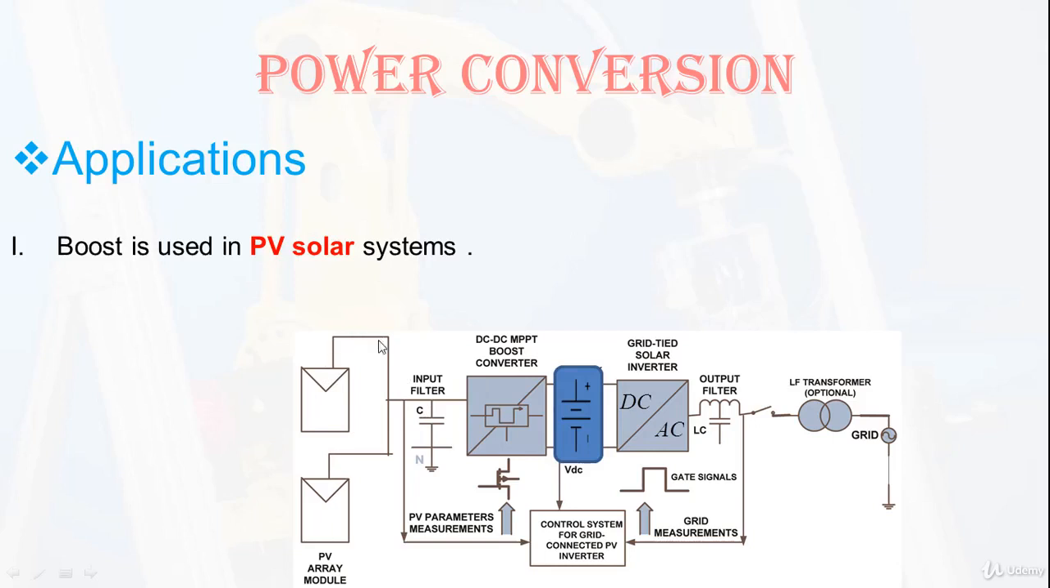This current will go through these batteries. So the electrical power from the solar cells is stored in some batteries. It's a DC current which is stored in these batteries, and after storing the DC power, we will convert it again to AC power.